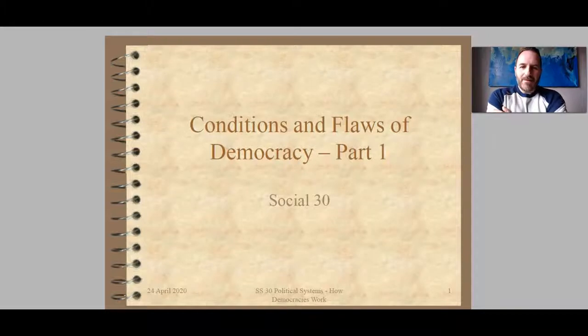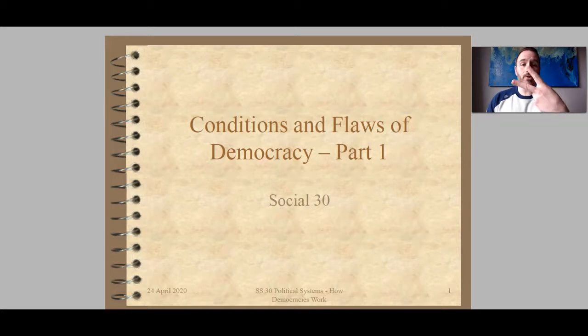All right, folks, now we're getting into the meat and potatoes of the political system called democracy here in Canada, specifically here in Alberta. And then we will look at conditions of democracy, what needs to exist, and what we see in the modern democratic system today. And then we will get to flaws of democracy.